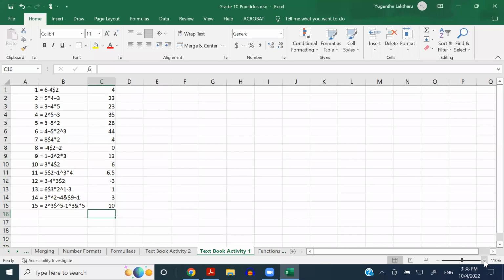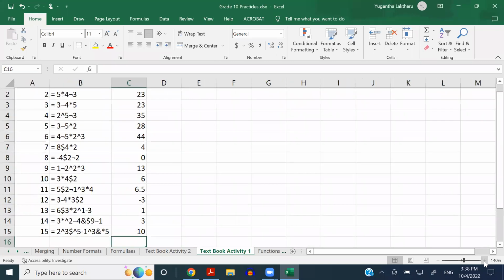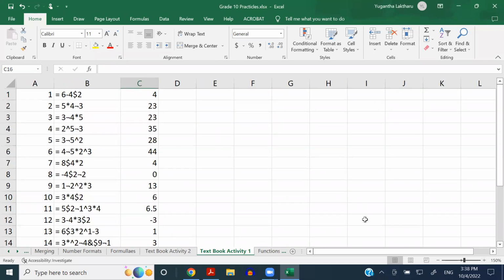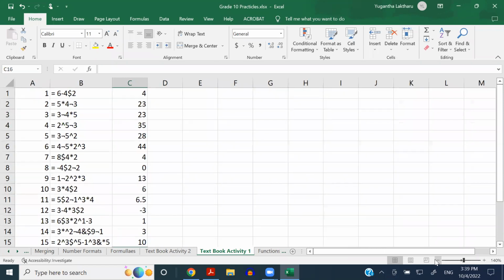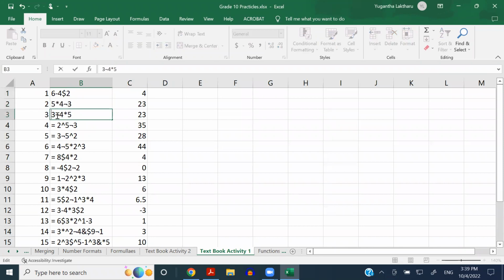So these are going to be the answers for the math that you have done. So yeah, you can check it by yourself if you have completed the task. And if you have not, it's better you try.